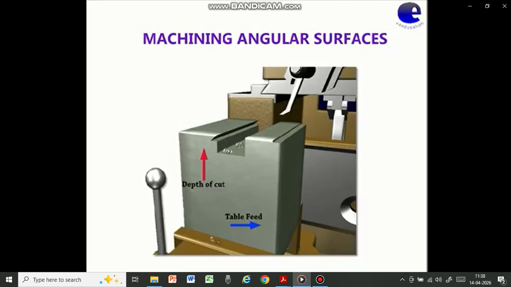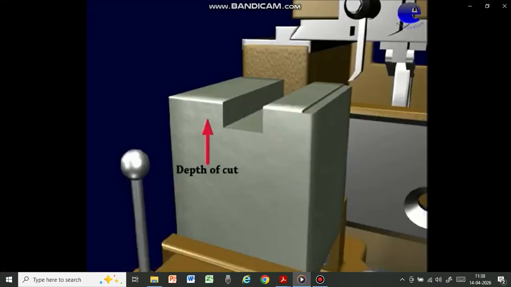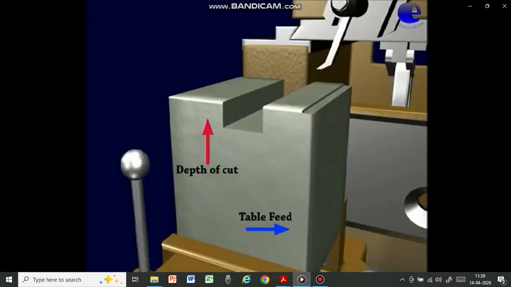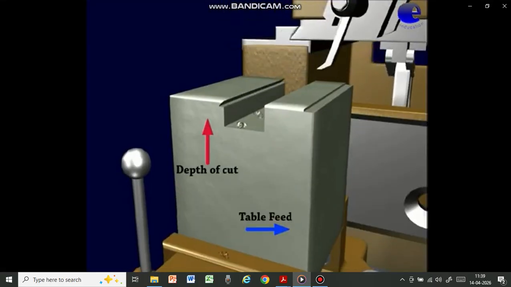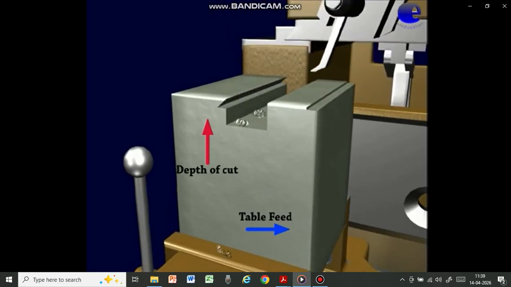Machining angular surfaces. In this video, we will discuss machining angular surfaces in the shaping machine. Here also we will set the tool at an angle. Depth of cut, lift the table. The 3D animation shows how angular surfaces are machined in the shaping machine. Now it is cutting at an angle, because the tool is mounted at an angle, and the table feed is given on the top.